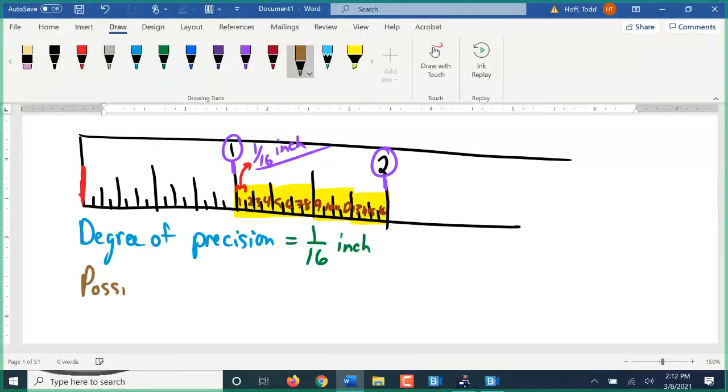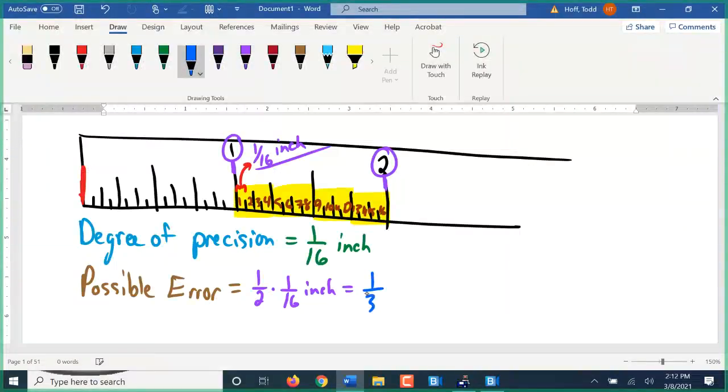So our possible error, again, this is not the person using the ruler screwing up. This is if the ruler is used perfectly and just an object happens to fall between divisions. The possible error here is 1/2 a degree of precision. So 1/2 times 1/16 inch comes out to be a 32nd of an inch. Now the proper way we should list that, we should list it as plus or minus a 32nd of an inch, because it could be smaller or it could be larger than the actual measurement. The actual object, I should say.